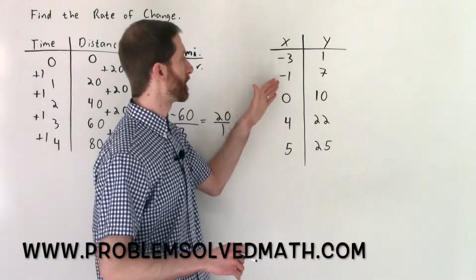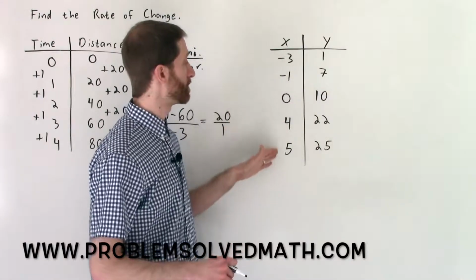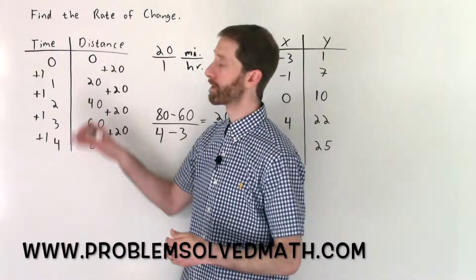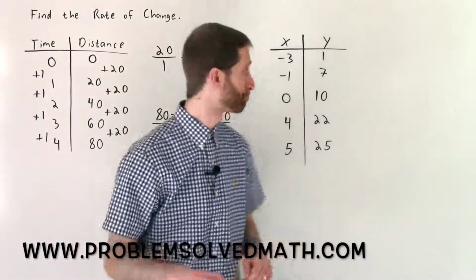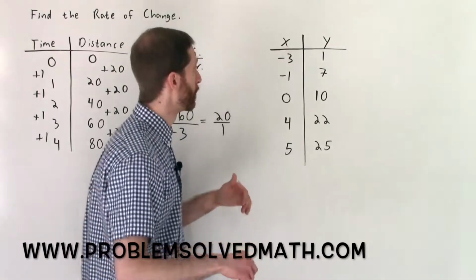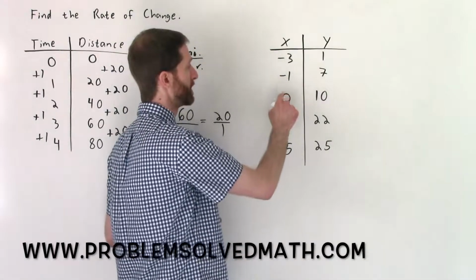This is a little different in that the differences in the values are not going to be consistent like they were in this problem. But no sweat, we can still find the rate of change. Let's do it. So looking at this problem, we are going to find the differences between each of the x values.